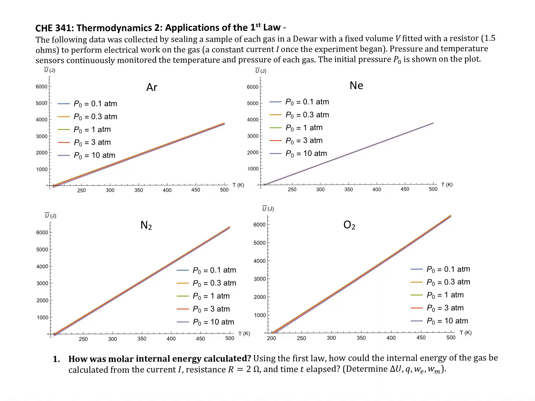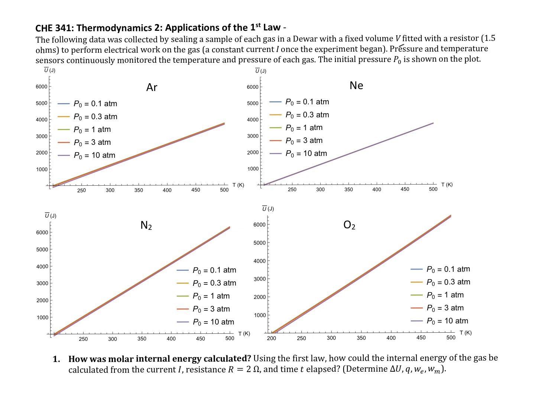Okay, the plots below were made by doing this sort of experiment. Each gas is in a Dewar container with a constant volume V, and we have a resistor to be able to do electrical work on the gas, running a constant current through it. From that experimental data, we're able to determine the internal energy versus temperature, because we're continuously measuring the temperature and pressure. We have the initial pressure P naught. On the plot, we're not showing the pressure throughout the experiment, but we did measure it.